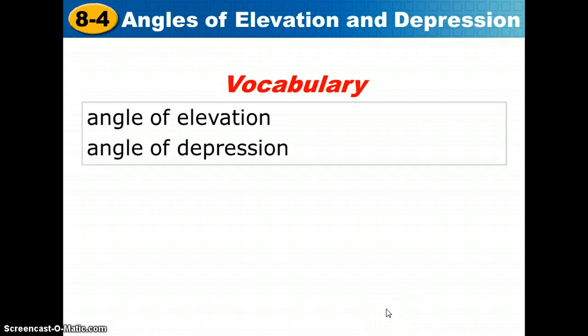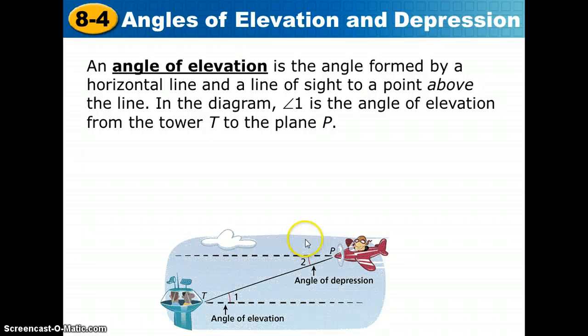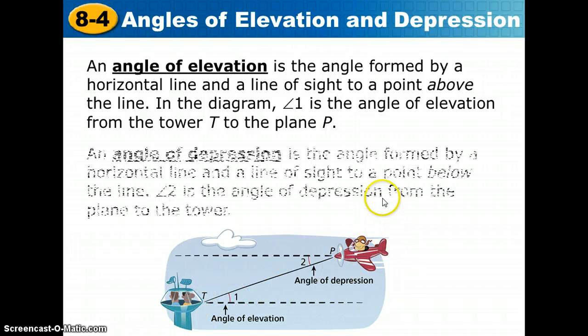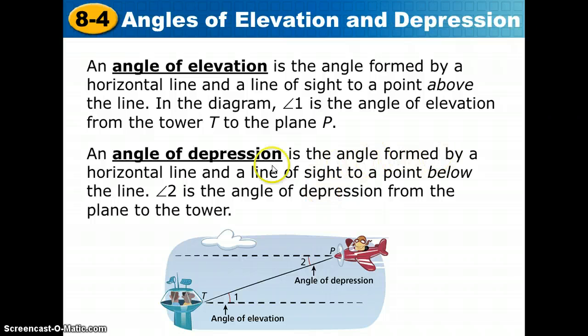Today's vocabulary include angle of elevation and angle of depression. An angle of elevation is an angle formed by a horizontal line and a line of sight to a point above that horizontal line. So angle 1 is an angle of elevation from the tower to the plane. An angle of depression is the angle formed by a horizontal line and a line of sight to a point below that line. That's why we use the word depression. It means to sink below. So angle 2 is an angle of depression from the plane to the tower.